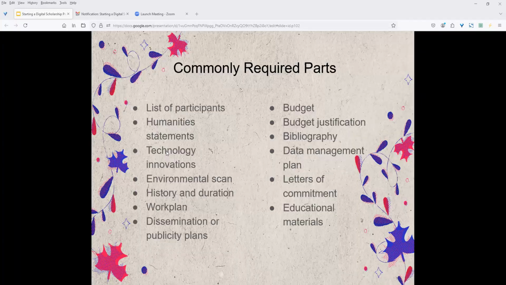Commonly required parts, I'm not going to read all this out here, but you have to spend some time and put all this together. Everything from participants to people's backgrounds, technology, environmental scan, the budget. Oh dear, you've got lots of budget. Dealing with the data management plan, letters of commitment, educational material, lots of stuff.